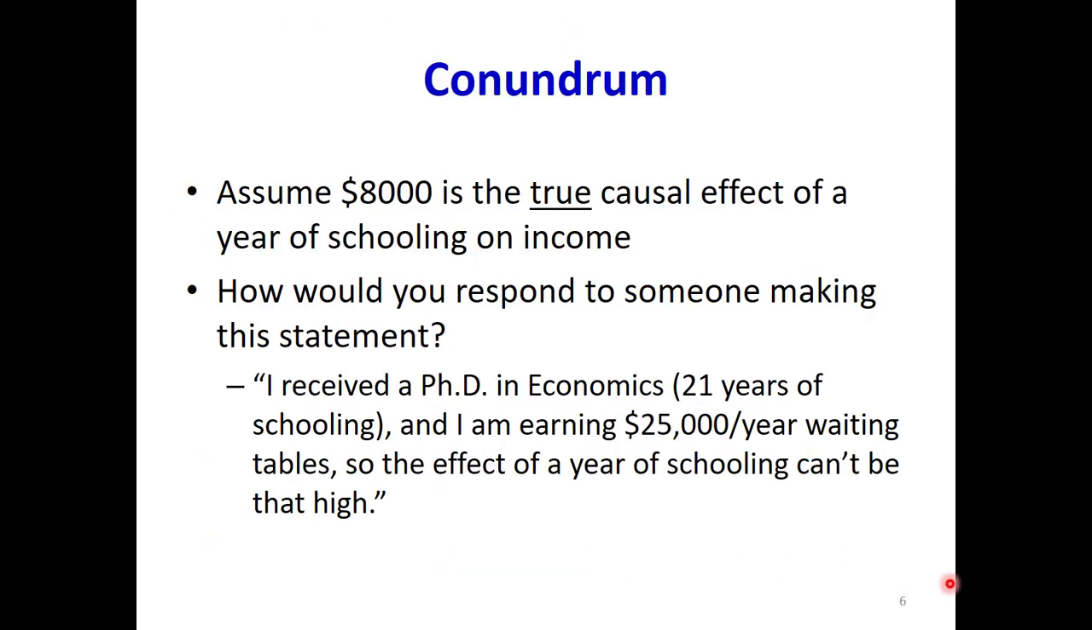Okay, next, let's think of this conundrum. Let's say that somehow you capture that the true causal effect of a year of schooling on income is $8,000. And then someone sees that and they say, hey, I received a PhD in economics. That means I was in school for 21 years beyond kindergarten. And I'm earning $25,000 a year waiting tables. So the effect of a year of schooling can't be that high, can't be $8,000. Okay, so how would you respond to that person?